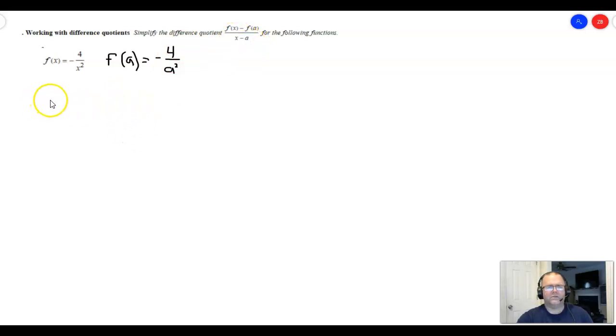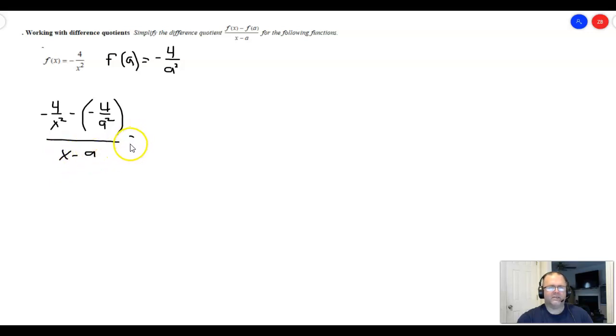All right, so f of x is equal to, we're going to replace this up here. That's just negative 4 over x squared. And then we have minus, and I'm going to put the f of a in parentheses because we have to remember to distribute that negative sign. And f of a is negative 4 over a squared. And this is all divided by x minus a.